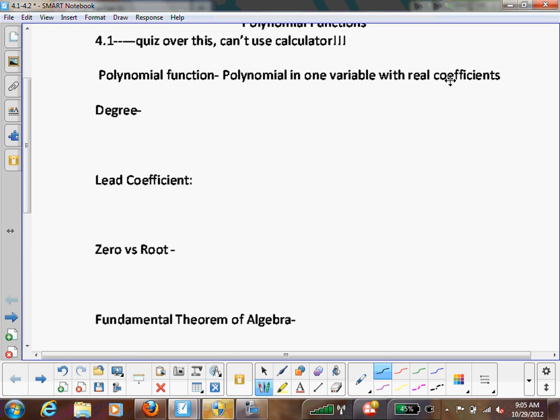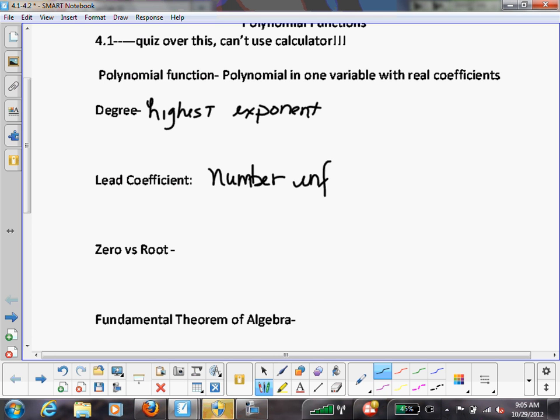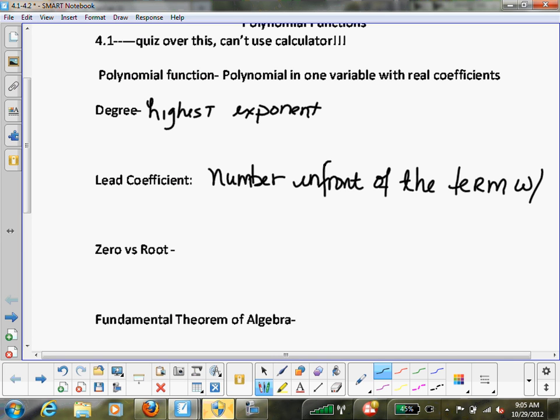So your degree is the highest exponent, and it doesn't have to be found in the first term. If I wanted to make you look, I could jumble this all up so that your degrees are not in descending format, so you have to look for it. The lead coefficient is the number in front of the term with the highest exponent.